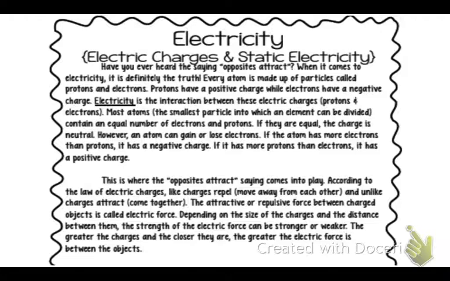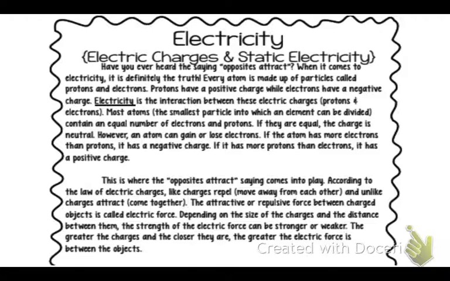Most atoms, which are the smallest particle in which an element can be divided, contain an equal number of electrons and protons. If they are equal, the charge is neutral. However, an atom can gain or lose electrons. If an atom has more electrons than protons, it has a negative charge. If it has more protons than electrons, it has a positive charge. This is where the opposites attract saying comes into play.